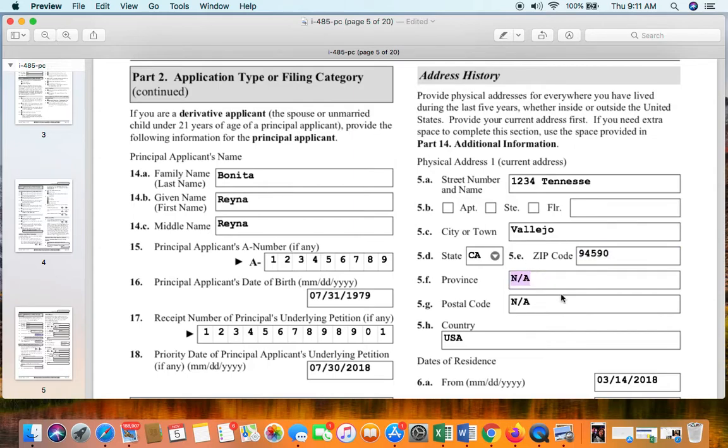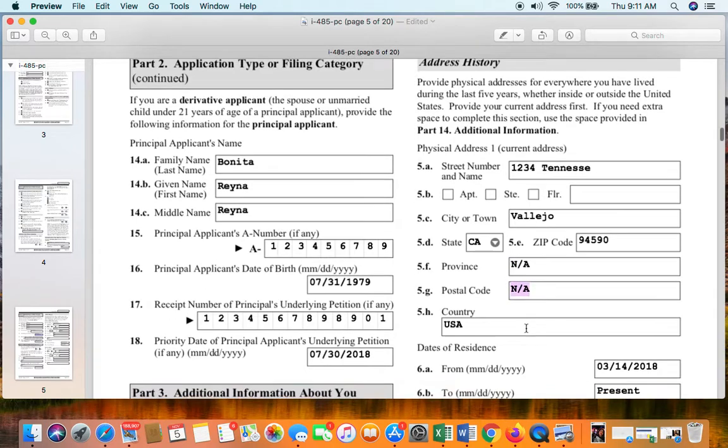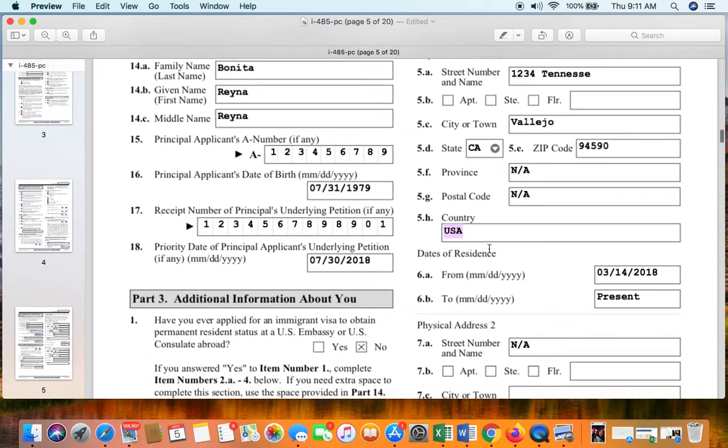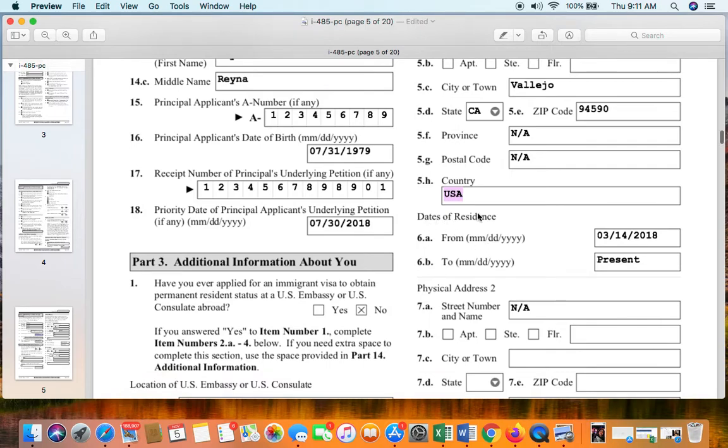Province, put NA on it. Postal code, NA. And country of residency is USA, United States of America. Date of residence: we moved right here on March 14, 2018. And if you're still living in the area, put present on it.